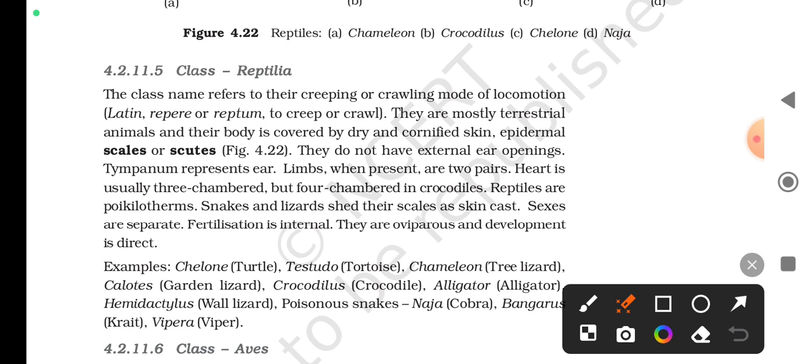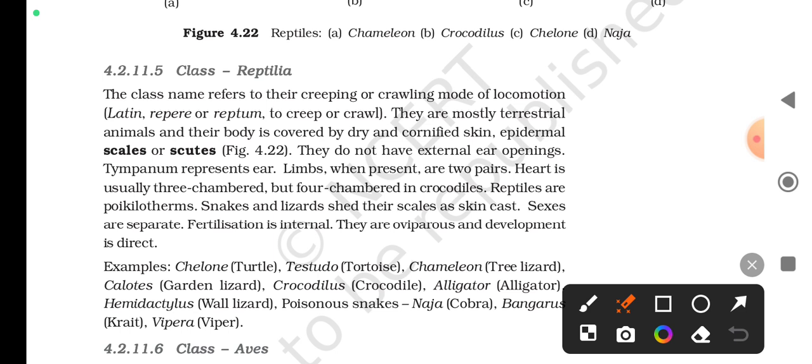What are the examples here? Examples are Chelone and Testudo. You have to learn all the examples. Chameleon, Calotes, crocodiles, alligators, all examples you have to learn. Now one thing, what is the difference between turtle and tortoise? Actually a turtle has four limbs, the limbs are modified to swim in water. It can swim in water also. Tortoise is completely terrestrial.